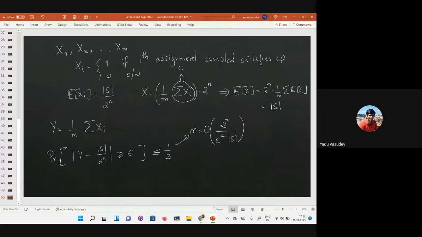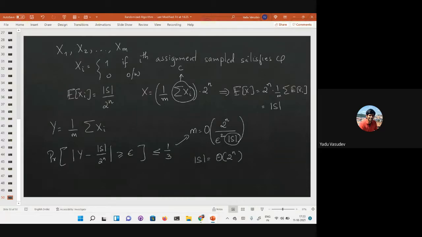Why is this not a good algorithm? I think it's not polytime because the size of input is only n, but the problem is that m could be very large. M depends on the cardinality of S, right? So for instance, if the cardinality of S was something like theta of 2 power n, then this is fine.